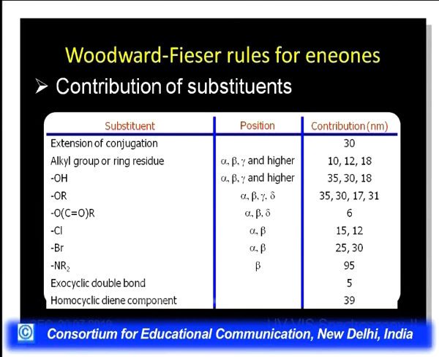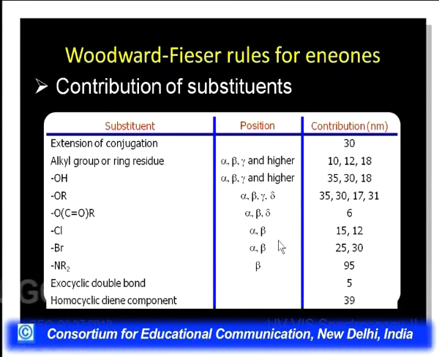But now we have to be very careful here. We have to see how many substituents are there, how many alkyl groups are there, how many ring residues are there, and where they are located, because accordingly the contribution will be taken care of. Say for an OH group, at alpha position it is 35, which is fairly large. For beta position it happens to be 30. For gamma and higher position it happens to be 18 nanometers, and so on and so forth.